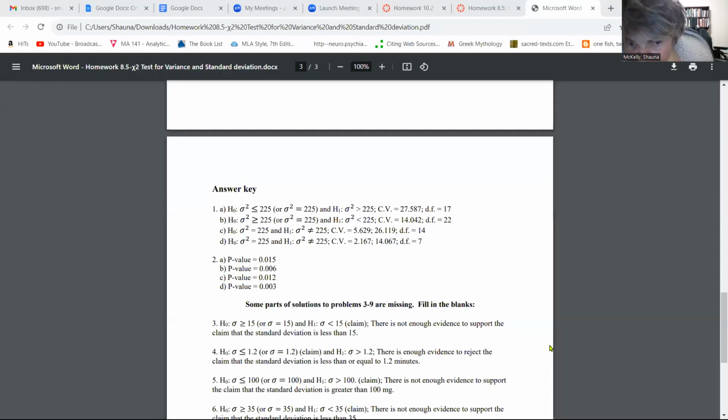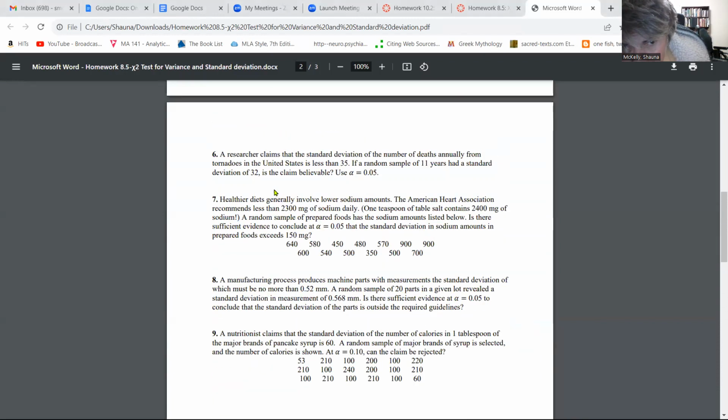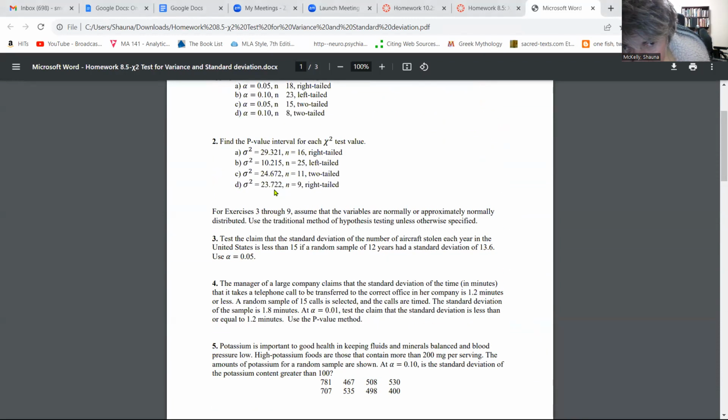The question that somebody asked regarded the answer key for number 2 and number 3, I'm assuming, but number 2 in particular, the p-value calculation. This is just slightly different than what you're used to. So let me scroll back to number 2 here. Find the p-value interval for each chi-square test value.